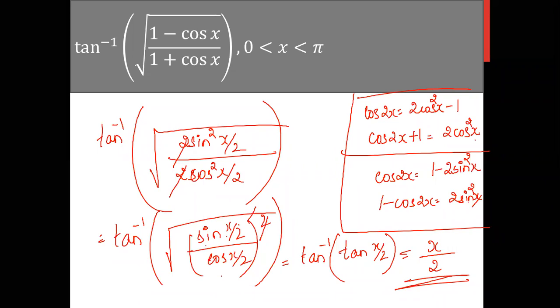Here we have not given any substitution. We have not given any substitution. In the previous problem we substituted x is equal to cosecant theta. Here we have not given any substitutions. Directly we have used the formula of cos 2x. Okay, so we'll move on to the next question.